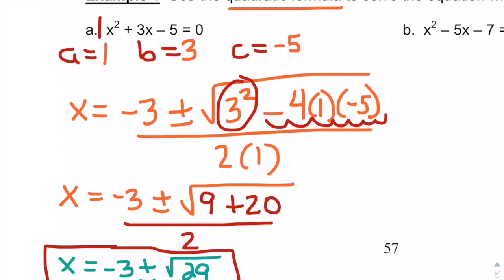Now, if you remember from the last section, we still had square roots left in our problem, but they weren't fractions. So now we have fractions left in the problem as well. So that's our answer. All right, let's see if we can look at B.